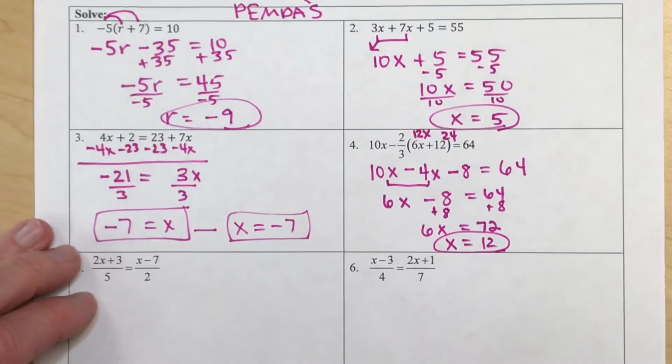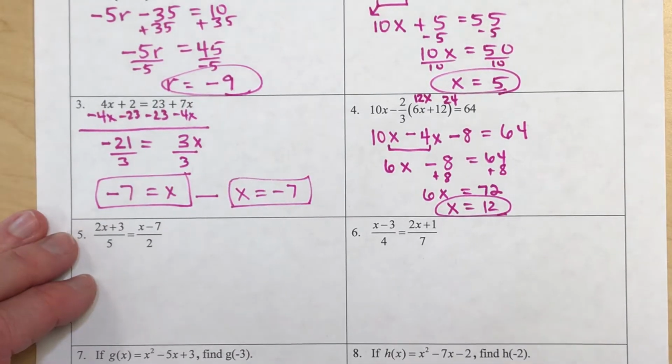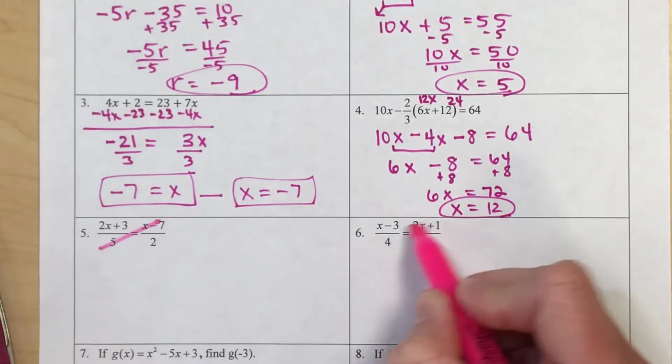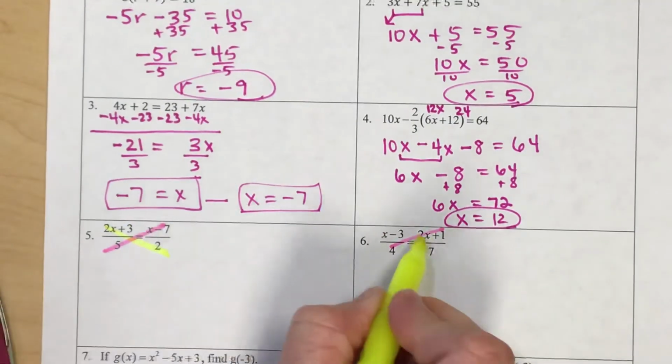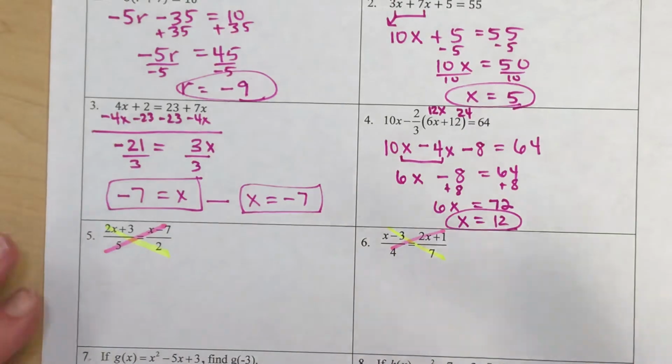Okay, now number 5. You have here a proportion, which means a fraction equal to a fraction, and how you want to solve those is cross multiply. So I'm going to set up the other one with my colors as well. So you're going to multiply the diagonals together. You're going to set them equal to each other.